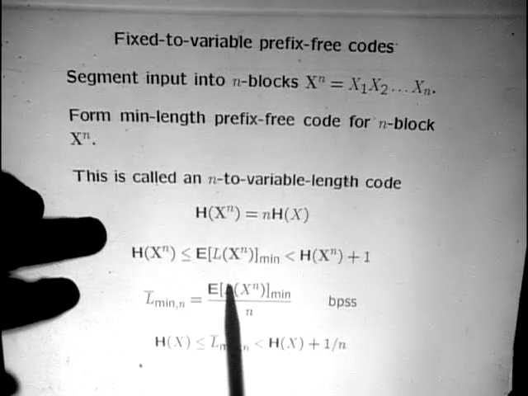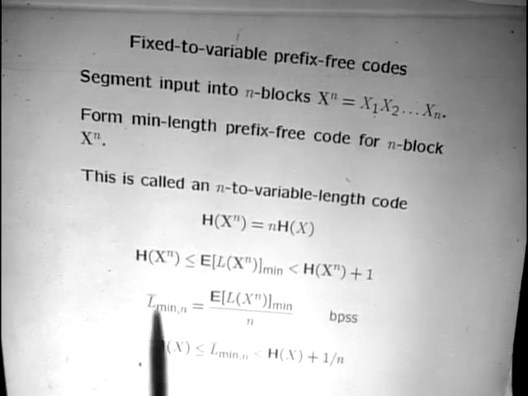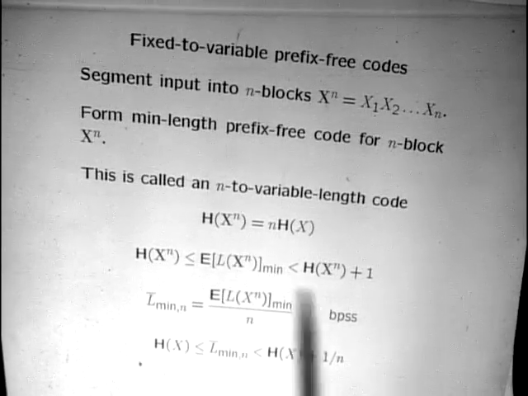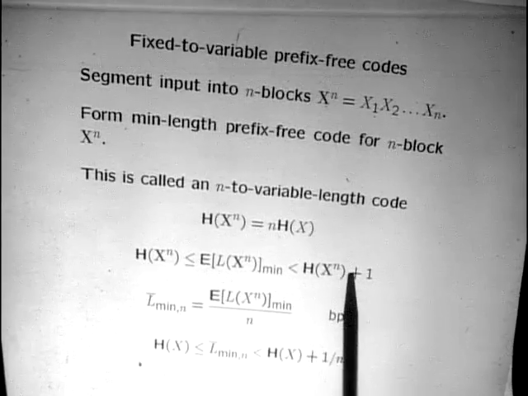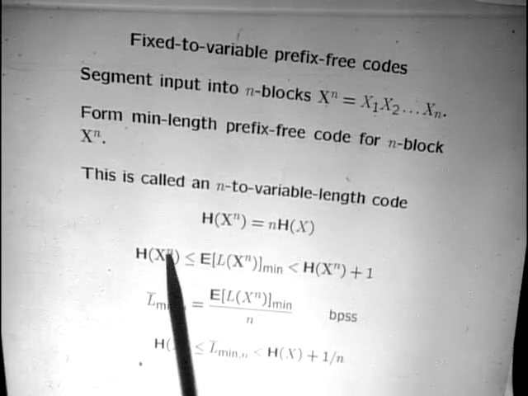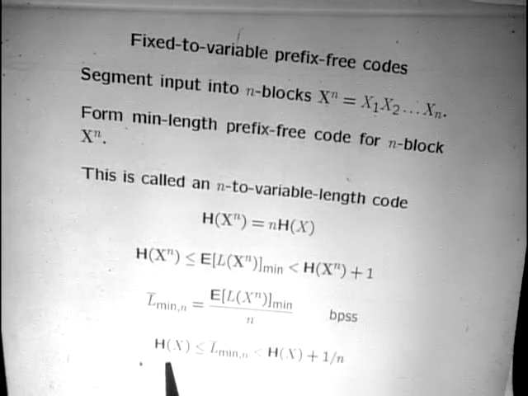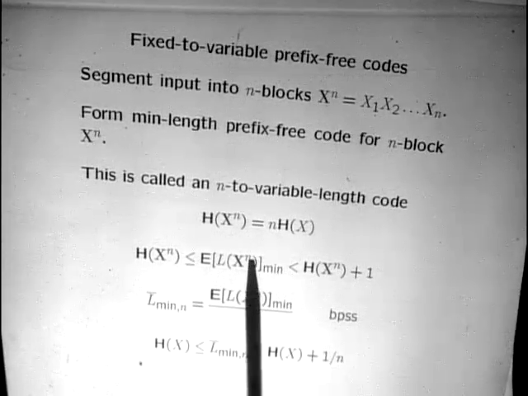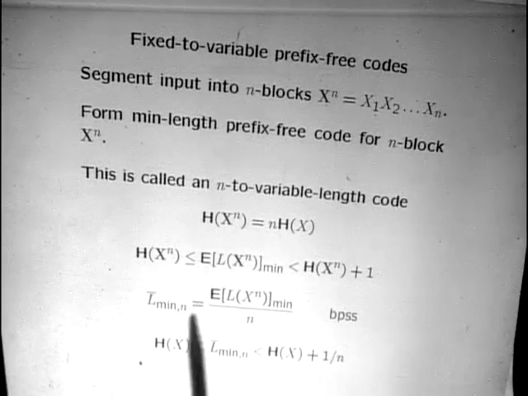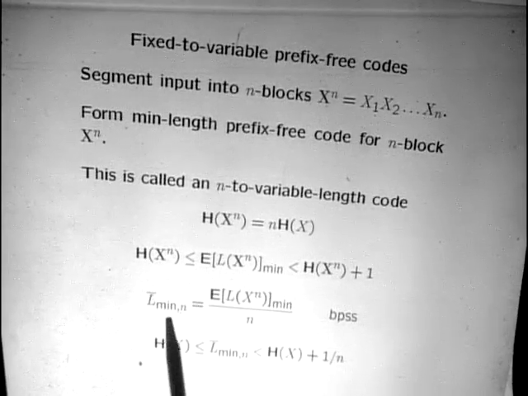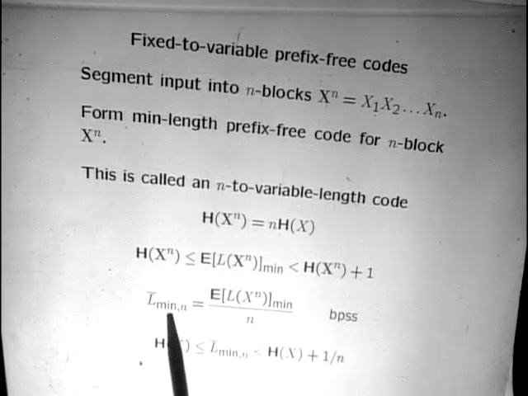Okay, there's nothing new here. Now, if you divide this by n, this by n, and this by n, you still have a valid inequality. When you divide this by n, what do you get? You get H of X. When you divide this by n, by definition, L bar, what we mean is the number of bits per source symbol.